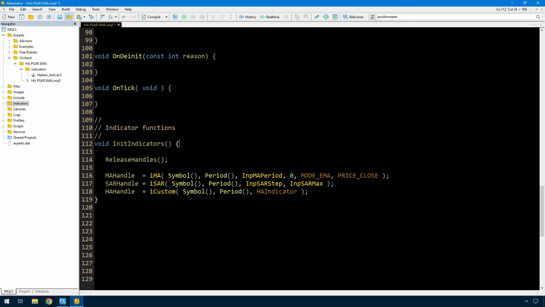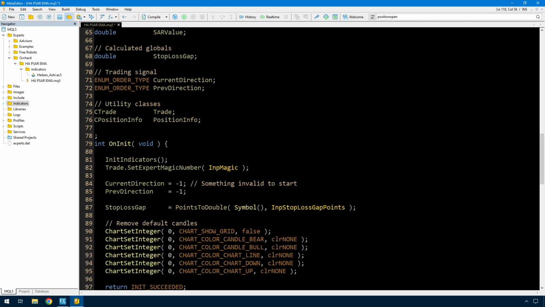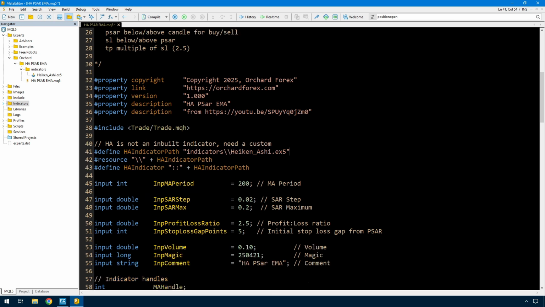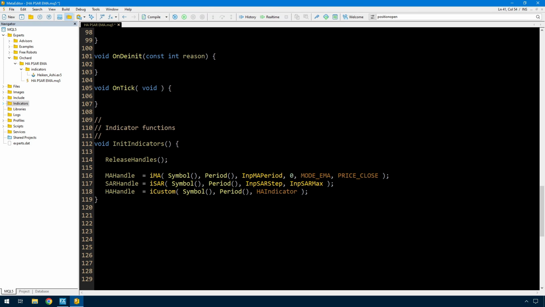And there's not much special in this. Release handles, I use this in case the expert has been restarted. I'm going to release the handles to the indicators that are already there. That's another function that I'll have to write in a moment. And then I'm just getting handles for the moving average SAR and the Heikin-Ashi, iMA, iSAR. These are standard inputs with the symbol period, and the inputs for the moving average, inputs for the SAR, and for the iCustom symbol, period, and just HA indicator, which came from the defines above, which is simply the location of this Heikin-Ashi custom indicator. There are no inputs to Heikin-Ashi, so that's all I need there.